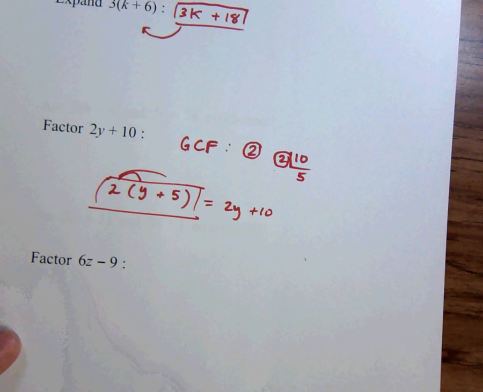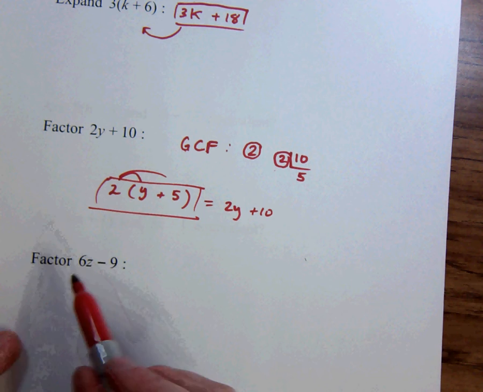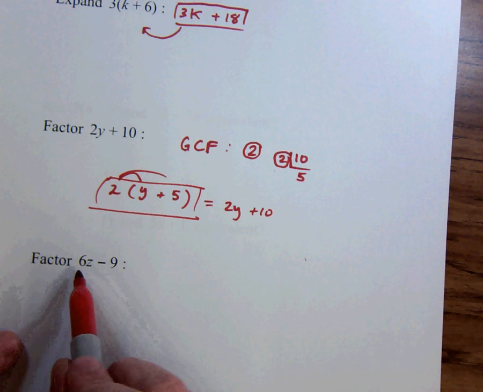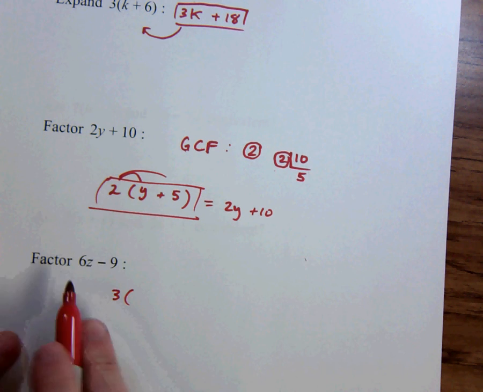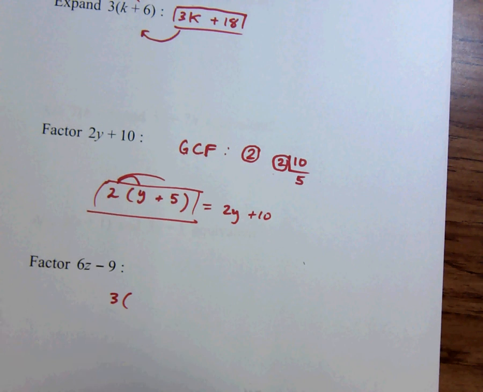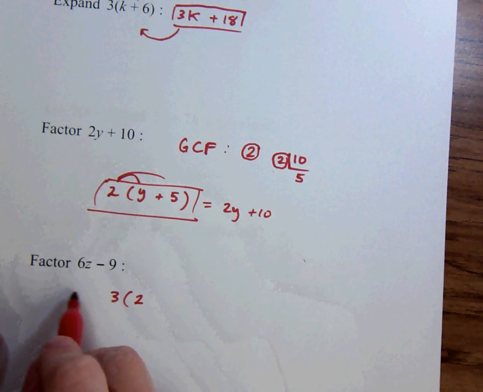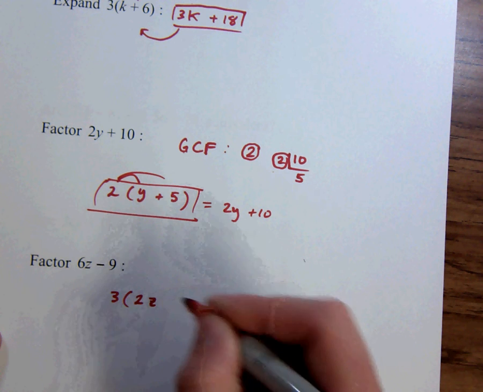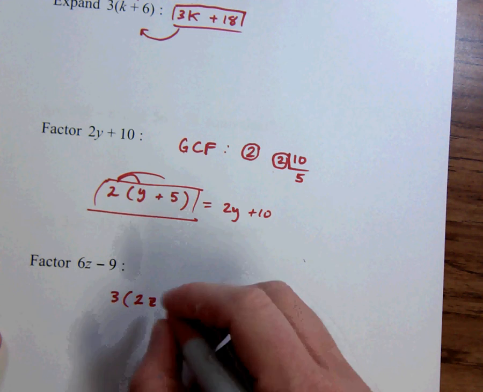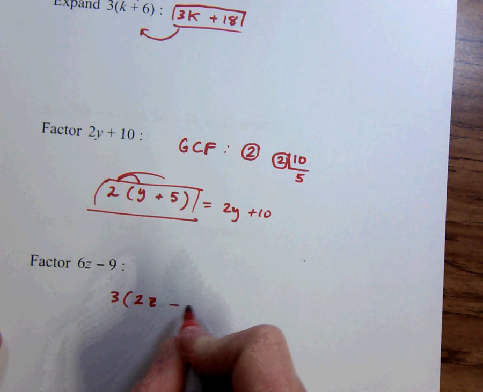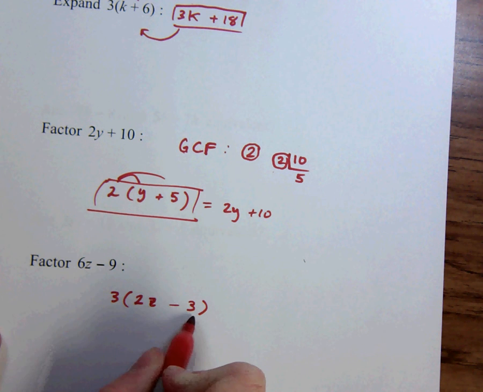Now this one, the GCF of 6z and 9, well, that's going to be 3. The largest number that can go into 6 and 9 is 3. So we say this is 3 times, and then we start taking out that 3. We take out the GCF. We say, what's 6 divided by 3? It is 2. So 2z, and 9 divided by 3 is 3, and we got to make sure that we keep that negative there. So 3 times 2z minus 3.